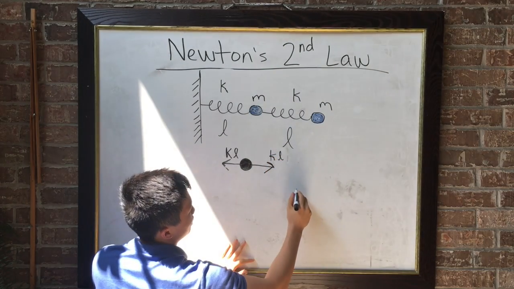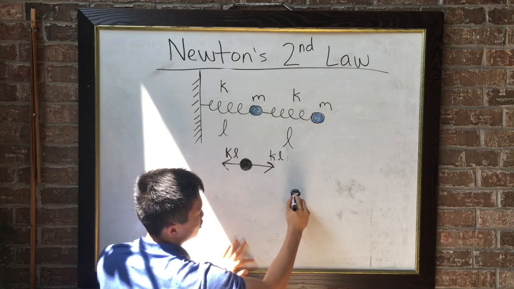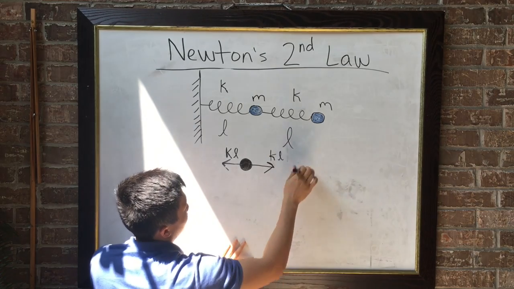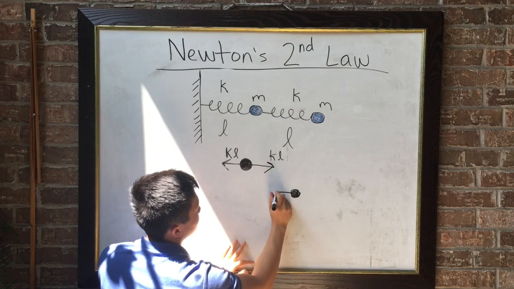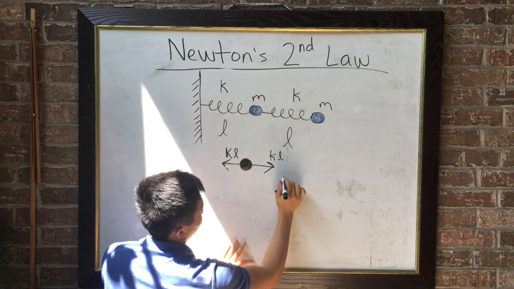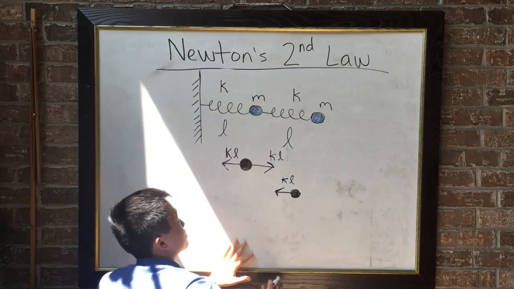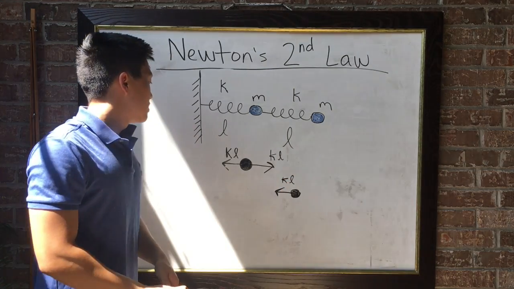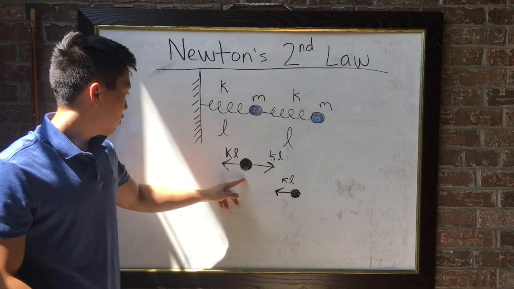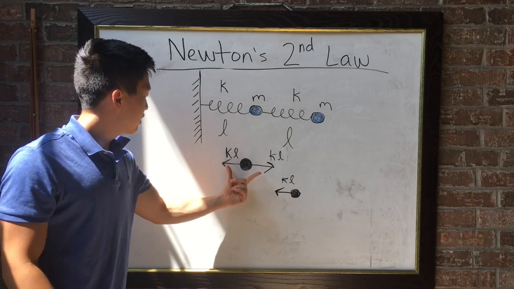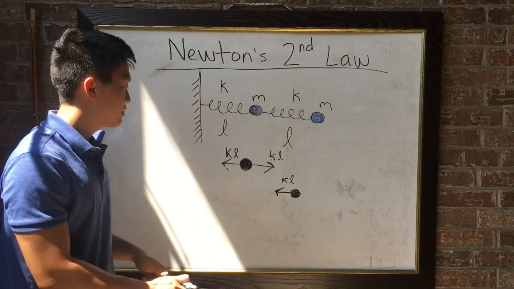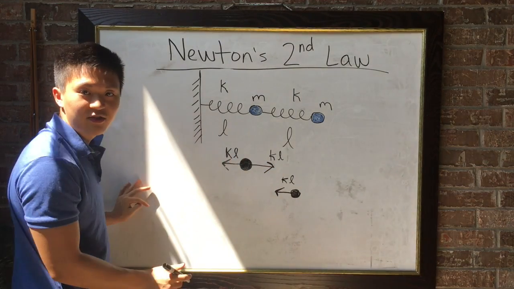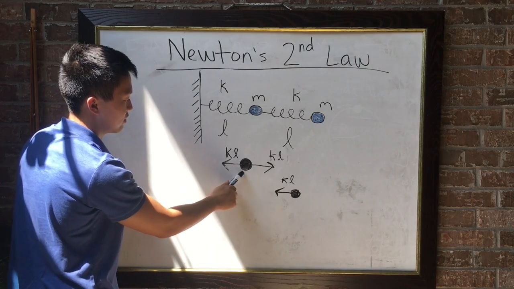And then for this mass right here, draw it right here, the only force pulling on it is this spring with the force of KL. So for this first ball, you can obviously tell these two forces cancel out because they're equal in magnitude, opposite in direction. So let's draw the F equals ma equation for this first ball.